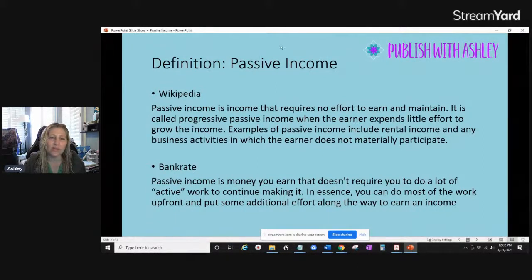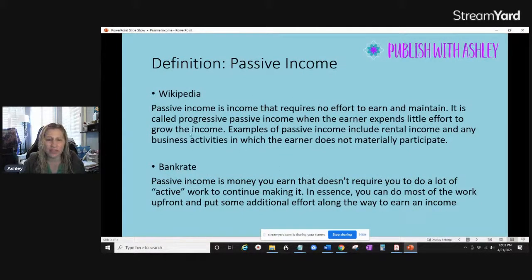The definition of passive income, this is from Wikipedia. The first one: passive income is income that requires no effort to earn and maintain. It is called progressive passive income when the earner expends little effort to grow the income. Examples of passive income include rental income and any other business activities in which the earner does not materially participate. So I think maybe that type of passive income is kind of outside of most of our scopes.